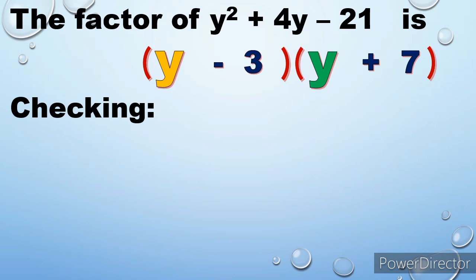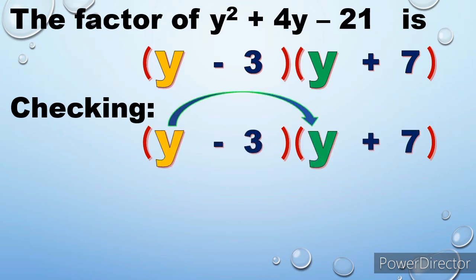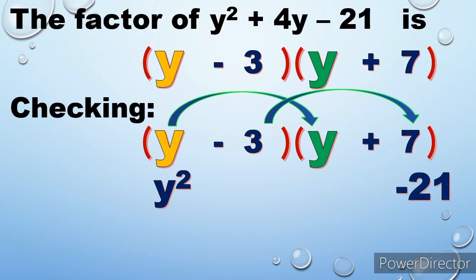Okay, so next step, i-check natin. Okay, so tingnan natin kung tama yung factor natin. Okay, para ma-check, multiply natin yung dalawa. So, y times y is y squared. Then, negative 3 times positive 7 is negative 21. So, tama yung first term, tama yung last term.